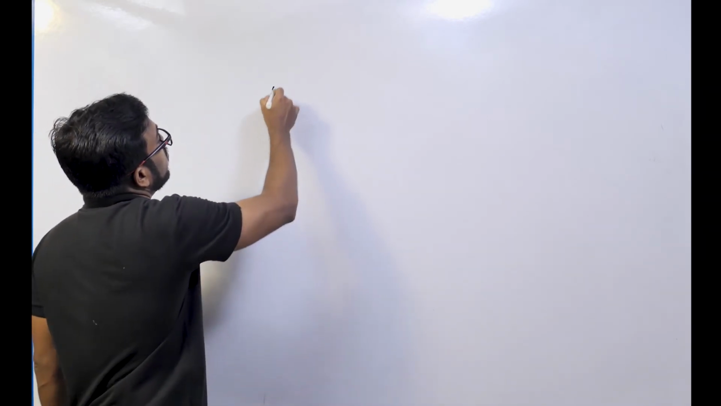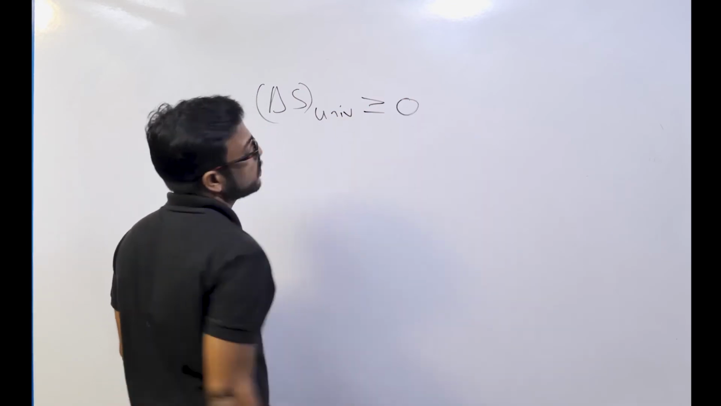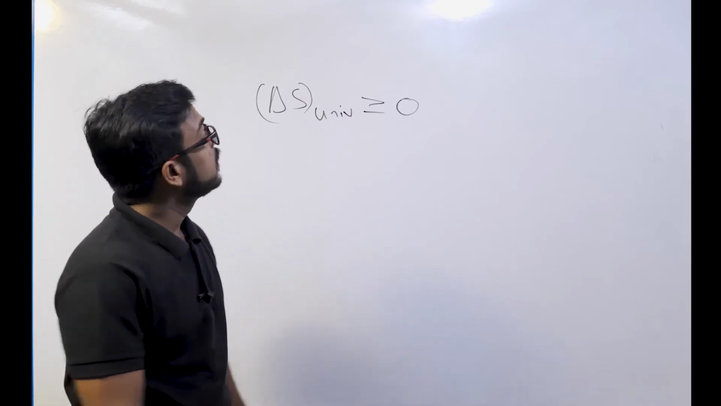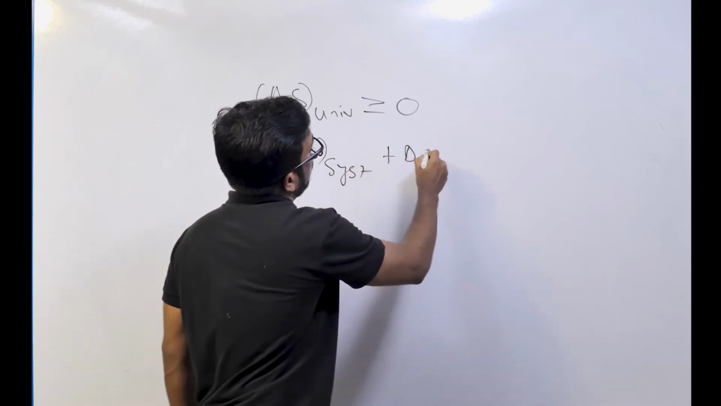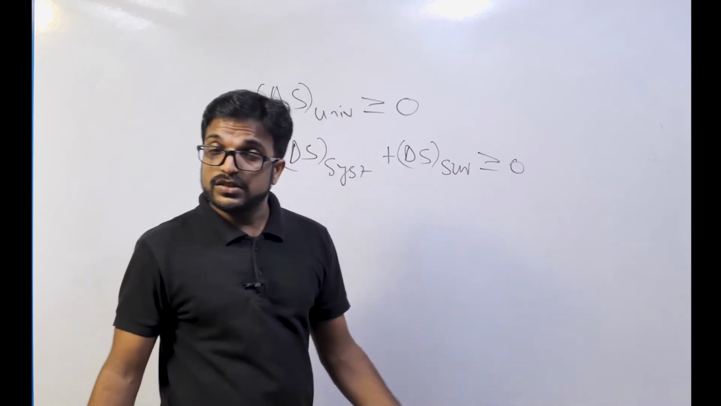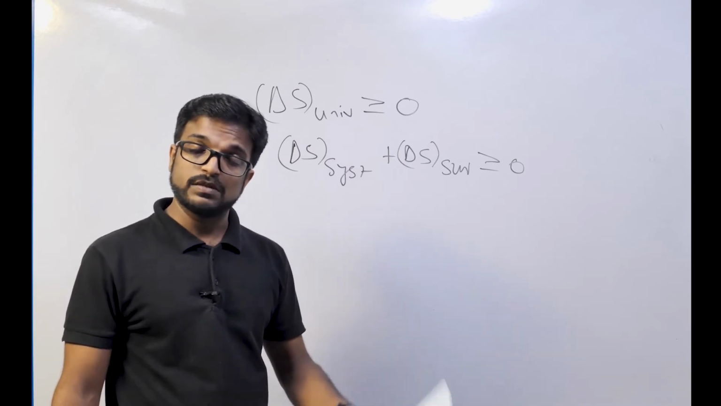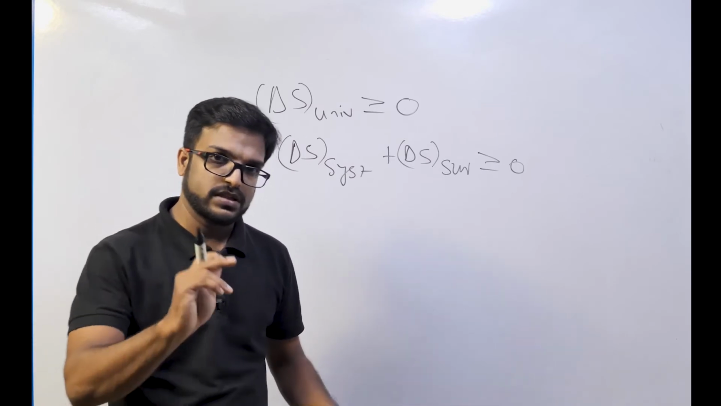You know that according to the principle of increase of entropy, delta S of universe should always be greater than or equal to 0. If this condition is satisfied, then only is any process possible. That means delta S of system plus delta S of surrounding should be greater than or equal to 0. If it is greater than 0, the process is possible but irreversible. If it is equal to 0, the process is possible and reversible. If it is less than 0, we will straight away say that the process is not possible.